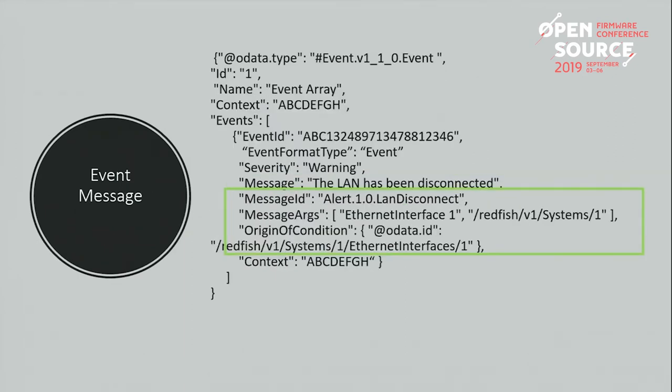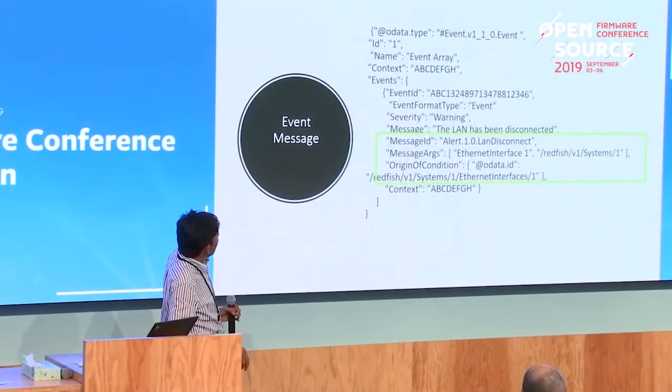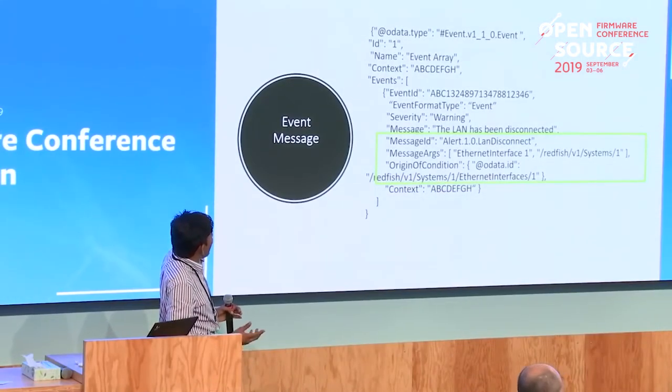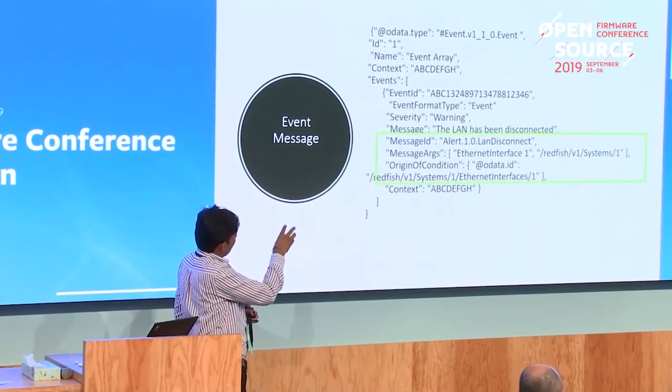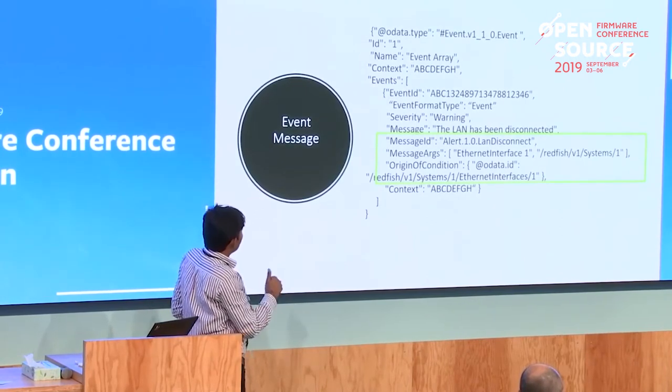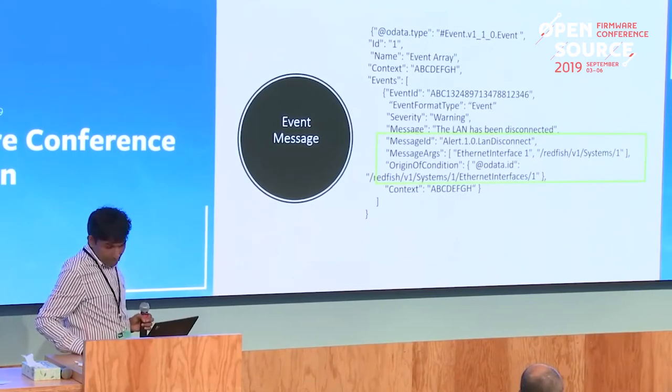The event message contains the events array. And in an event array, if you see, it tells about the event type, the message, what the message of the event is, and the message ID. Message ID, if you look into it, this is when we talk about registries. So it's a registry ID. And there are message arguments, which again depend upon the message registries. So this is our event message.